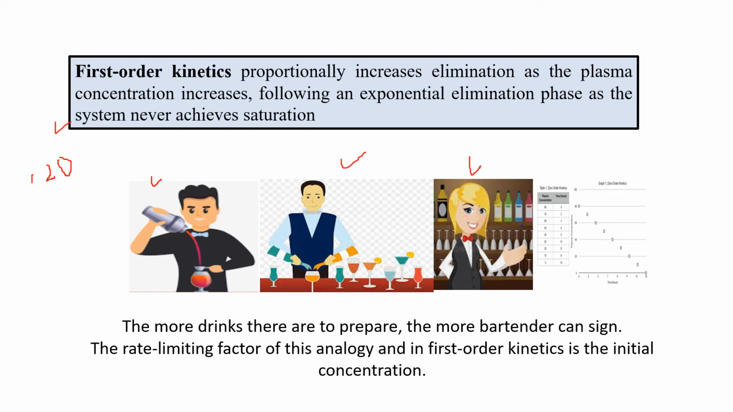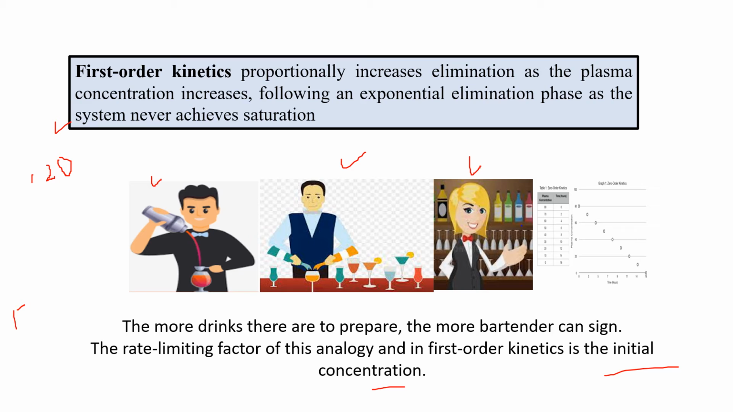The real limiting factor of this analogy, in first order kinetics, is the initial concentration. If you want to understand from the plots for the drug, like 50 milligram, 100 milligram, 200 milligram: in the case of 50 milligram, if you take the drug, 25 milligram will be excreted from the body. That is around 50% of the drug will be excreted from the body, from the initial concentration.